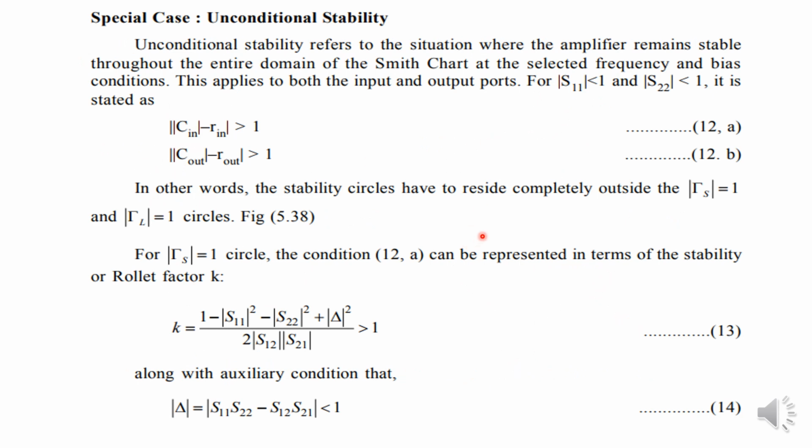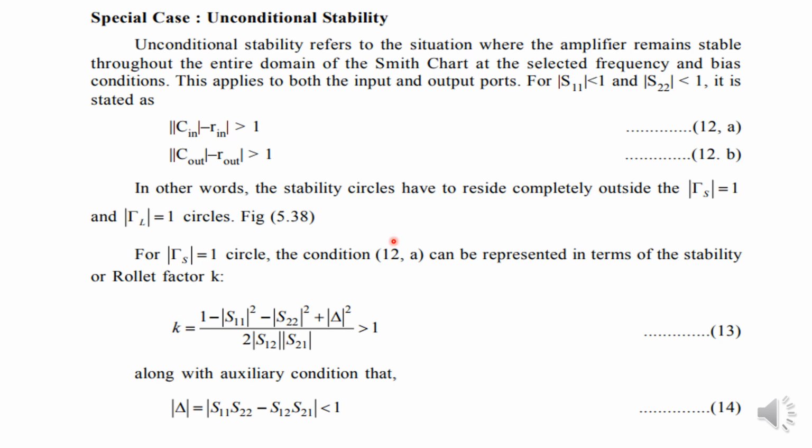The special case is unconditional stability. So far we discussed two types of stability: one is conditional, the other is unconditional stability. Here there is a special case of unconditional stability, that is when |C in| minus R in is greater than 1 or |C out| minus R out is greater than 1. In other words, the stability circles have to reside completely outside the |tau s| equal to 1 or |tau l| equal to 1 circles. That case we call unconditional stability.